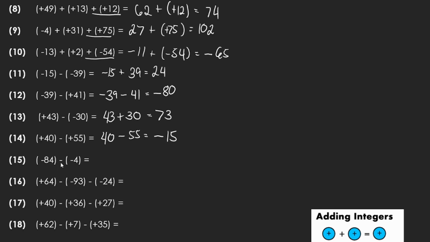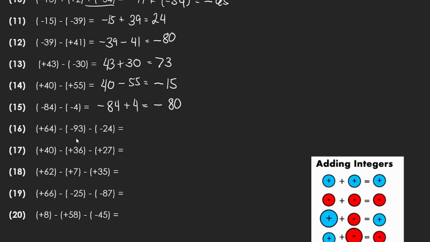Number 15. Negative 84 minus negative 4. Take that negative 84. Add it to the additive inverse of negative 4, which is positive 4. Different signs, so we would subtract. 84 is the larger number, taking its sign. The difference of 84 and 4 is 80.